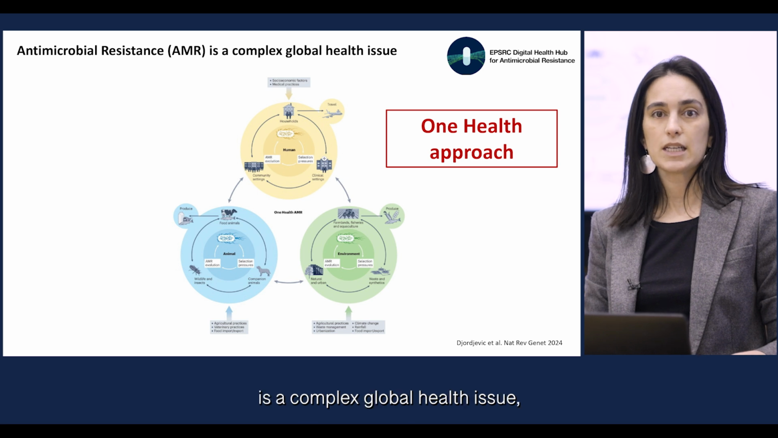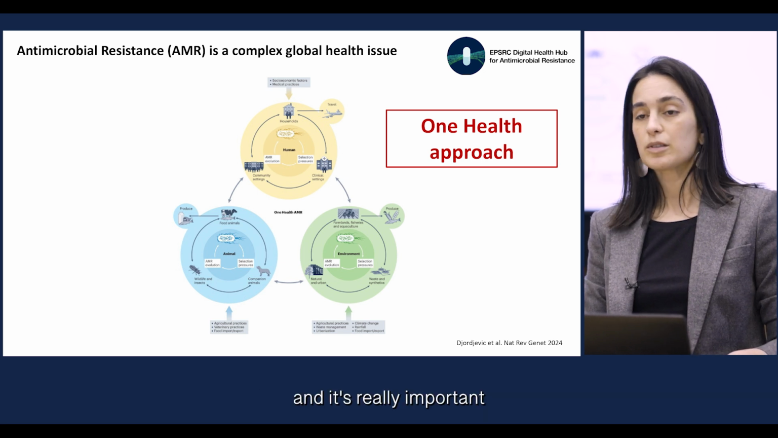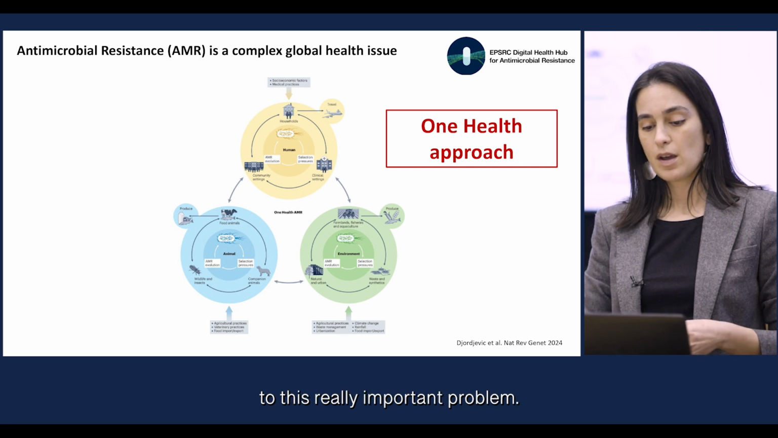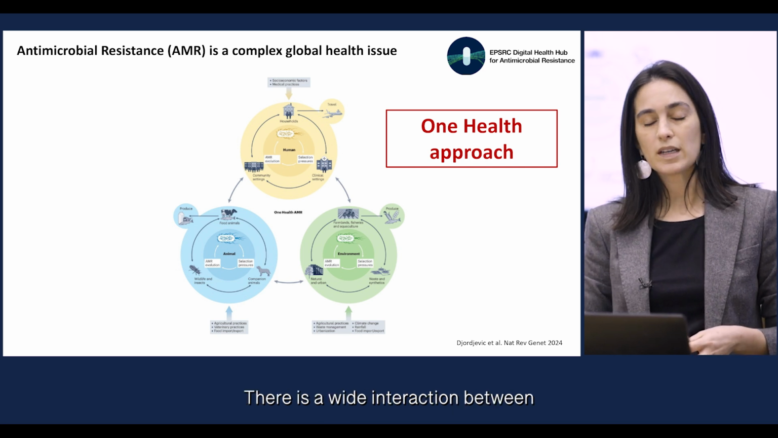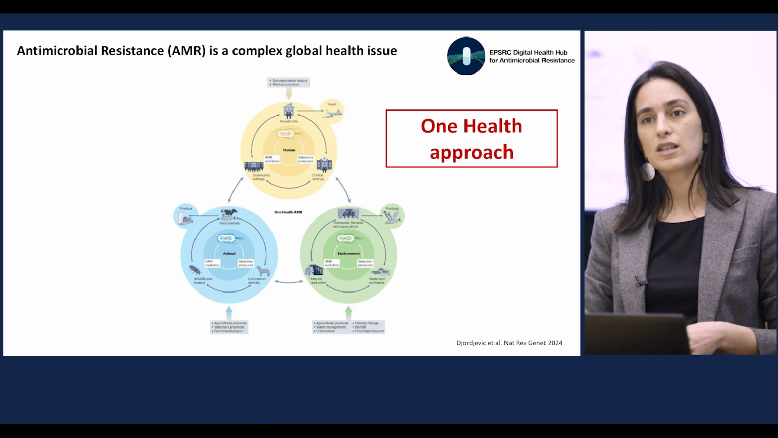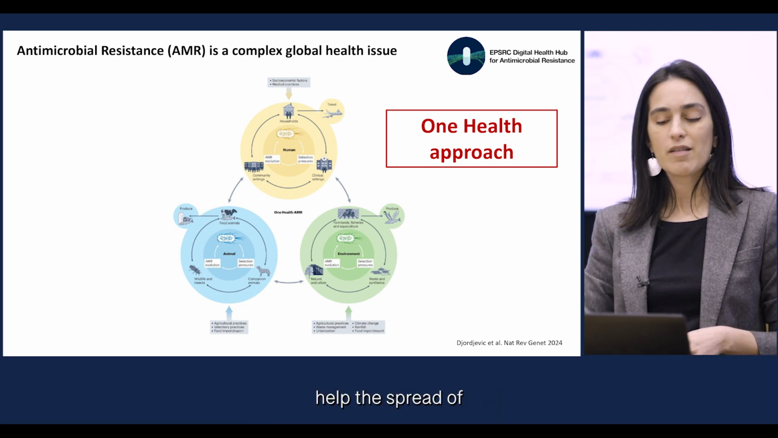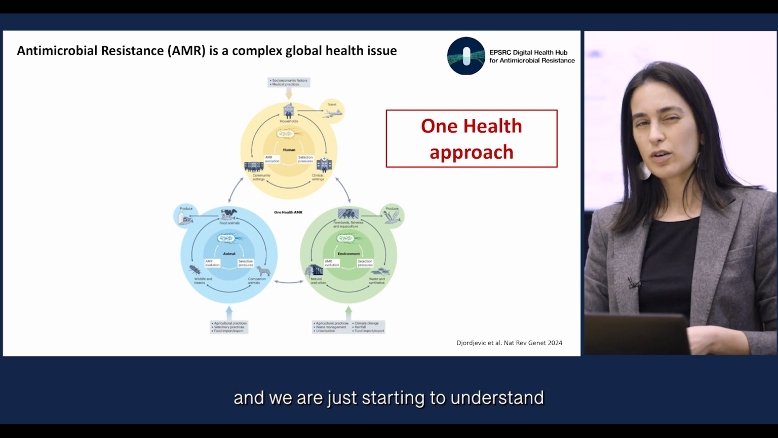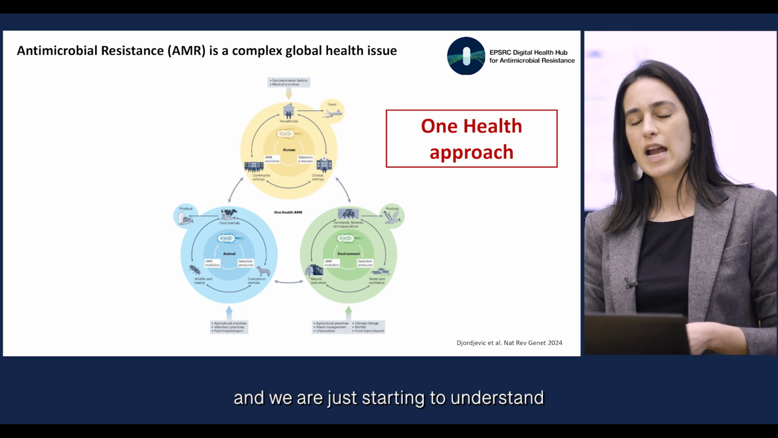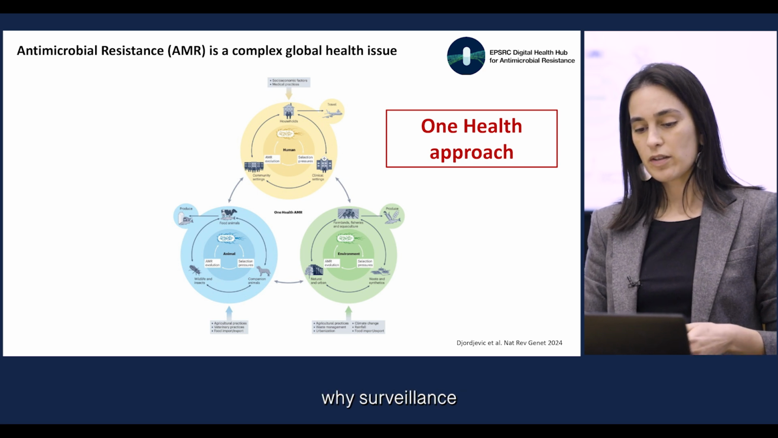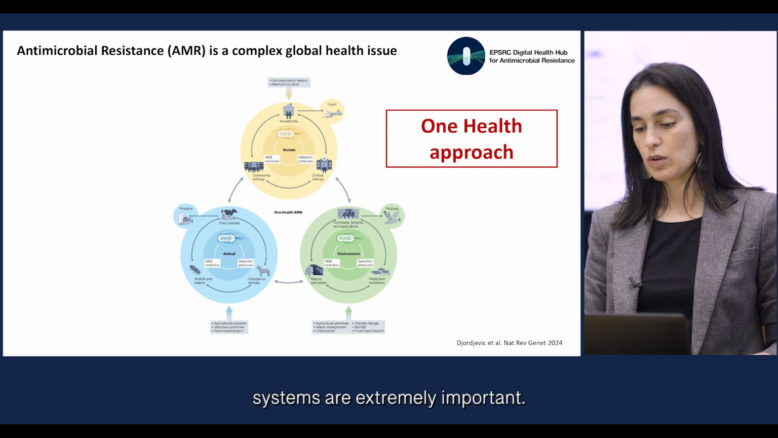Antimicrobial resistance is a complex global health issue, and it's really important to take a One Health approach to this really important problem. There is a wide interaction between human, animal, and environmental factors that help the spread of antimicrobial resistance. Some of them are listed here, and we are just starting to understand some of these, to be honest. So that is really why surveillance systems are extremely important.